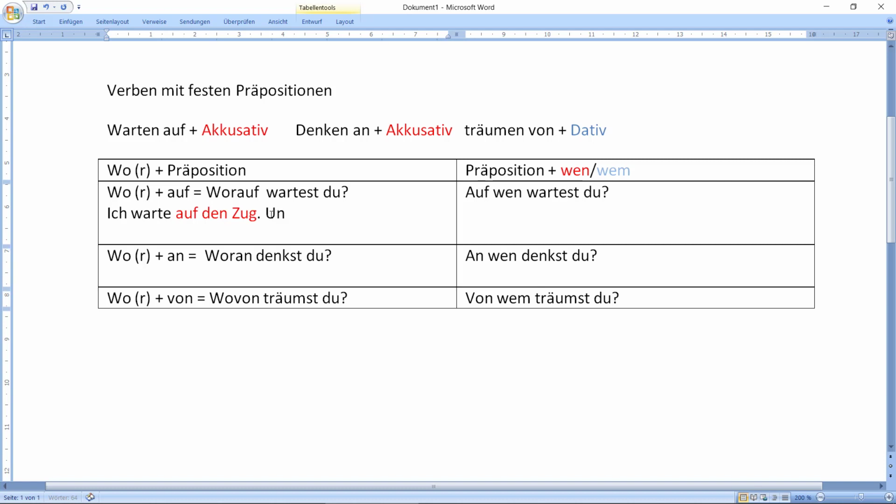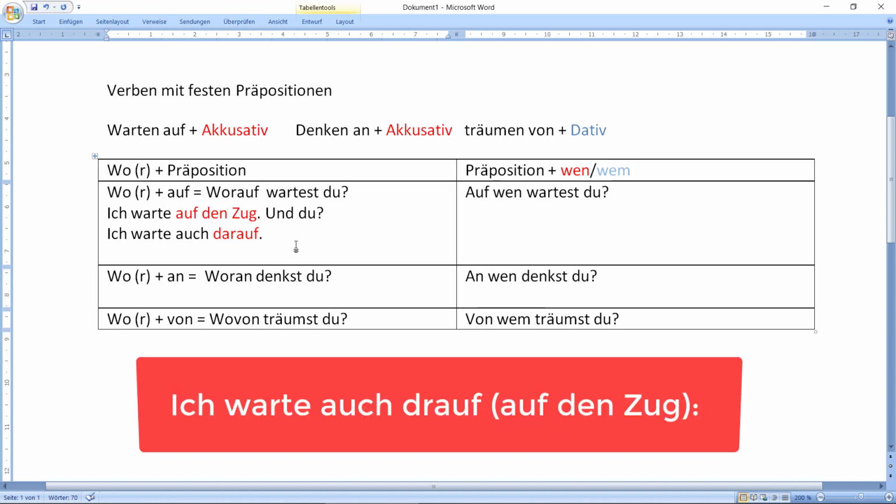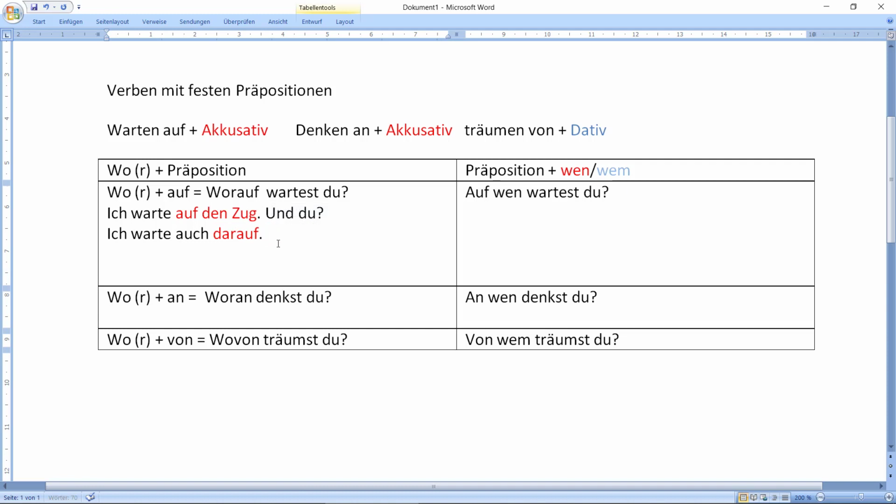So when we ask that, und du, and you, ich warte auch darauf. So we do not say it again. Repeat it: Ich warte auch auf den Zug. We could say it, but you don't need it. It is in here. I am waiting also for it. I am waiting for it too. Ich warte auch darauf. So next possibility would be this one.